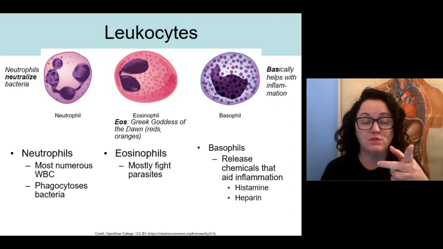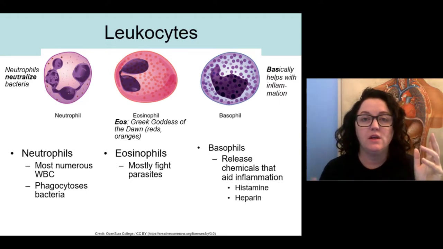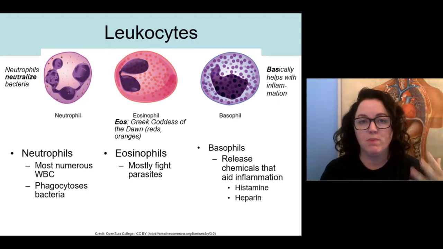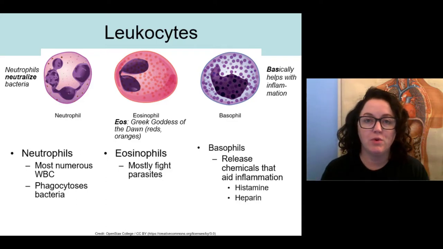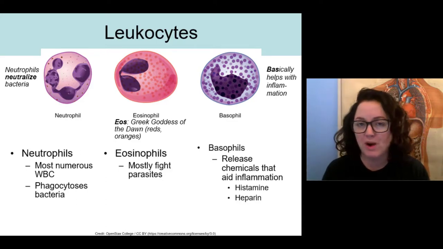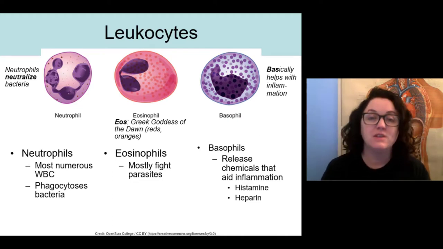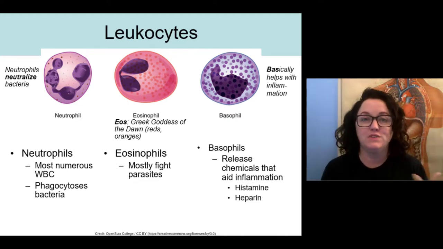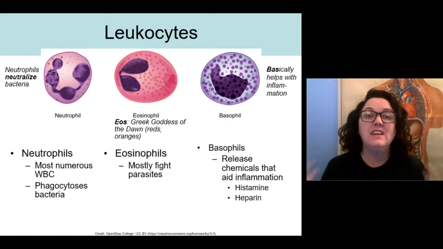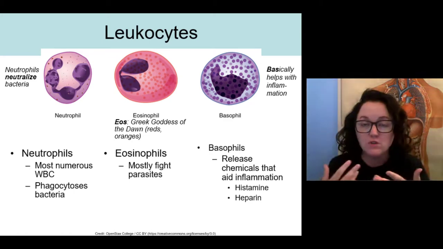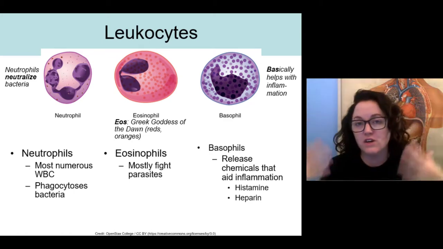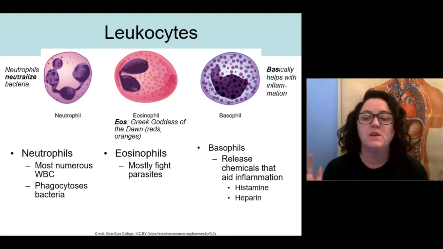One more thing about basophils, I wanted to mention that basophils and mast cells both release two major chemicals, histamine and heparin, and you've probably heard of maybe one or both of these. When you're having an allergic reaction or an allergy attack, you often take an antihistamine, right? That's because these basophils and mast cells are releasing histamines, and that's what's causing your nose to run and your eyes to itch and all that stuff.